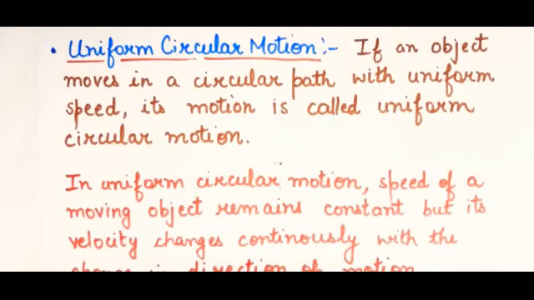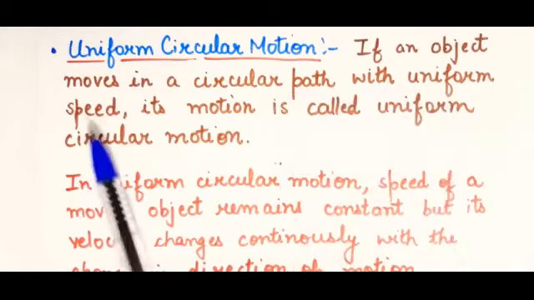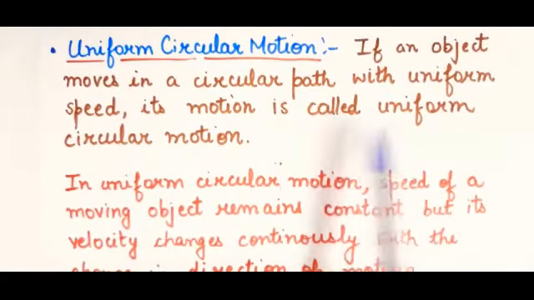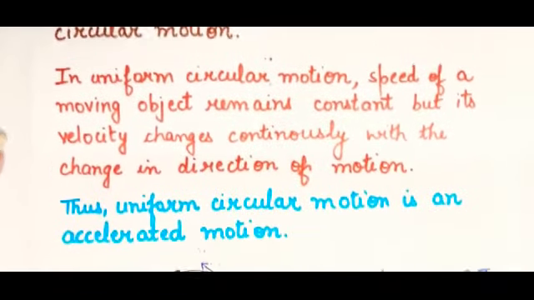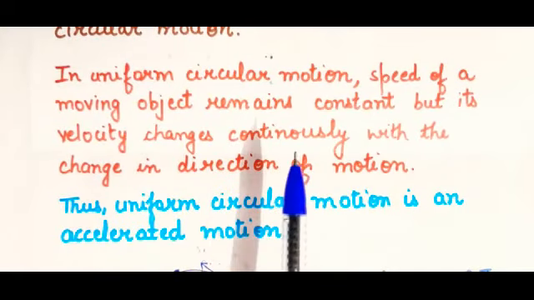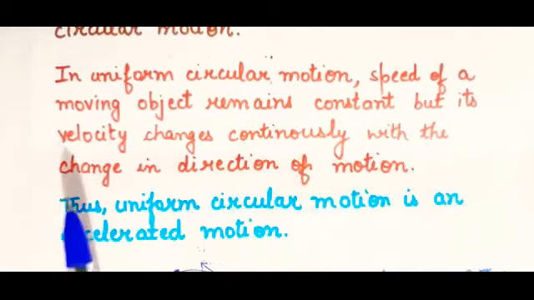So what is uniform circular motion? If an object moves in a circular path with uniform speed, uniform meaning constant speed, its motion is called uniform circular motion. In uniform circular motion, the speed of a moving object remains constant and only its velocity is changing continuously, with the change in direction of motion. That's why we say that uniform circular motion is an accelerated motion.